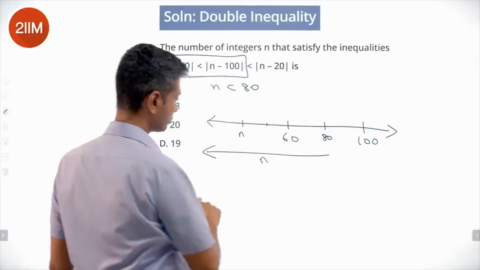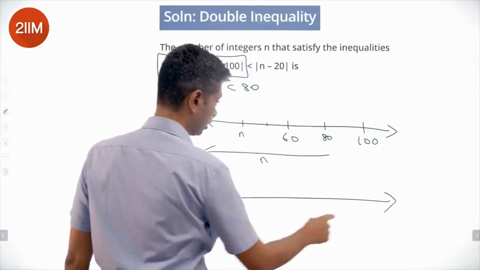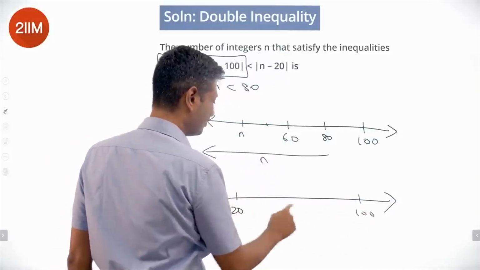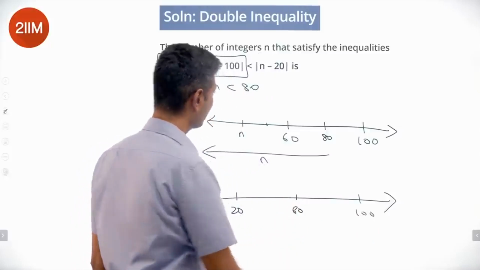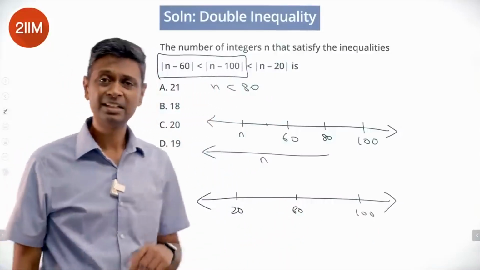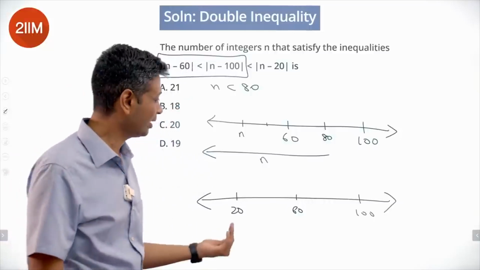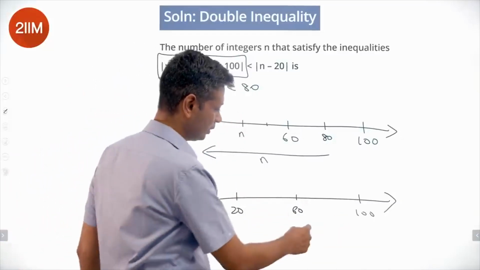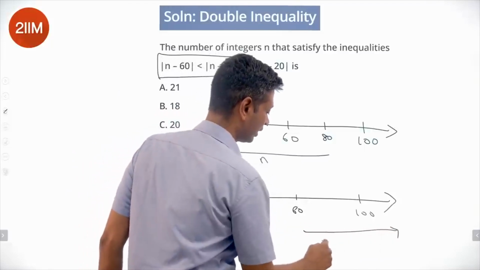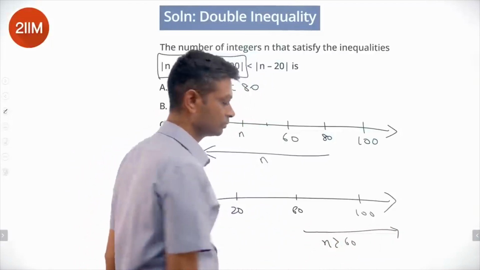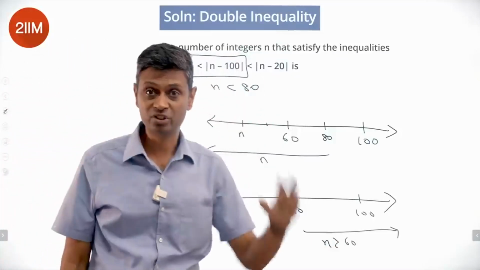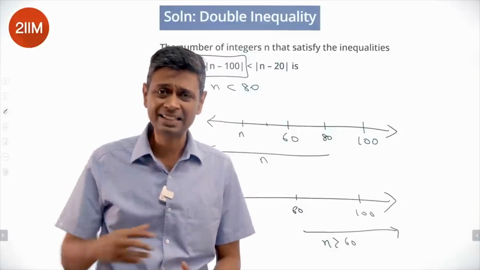Let's attack this one. So for this, we're thinking about 100 and 20. We know straight away that the turning point is 60. Distance from 100 is less than distance from 20. Or this number is closer to 100. Or n should be greater than 60. This one works when n is less than 80. That one works when n is greater than 60. We're looking for numbers greater than 60.